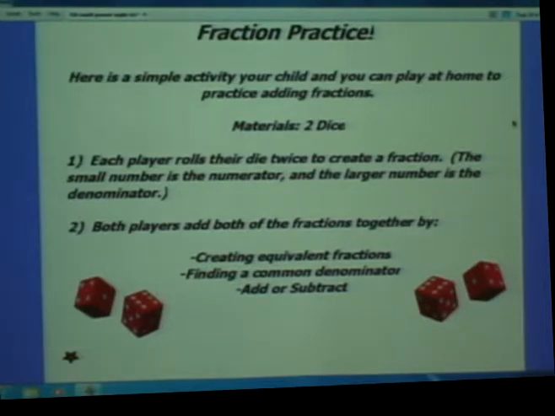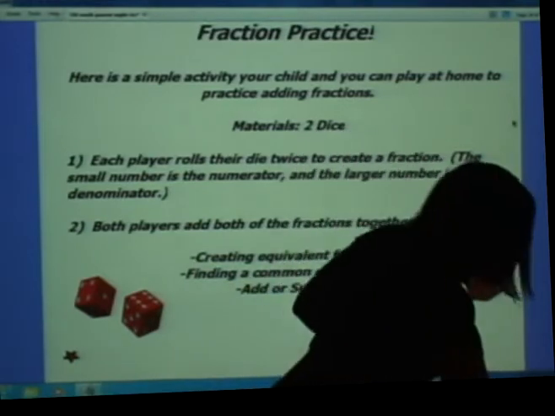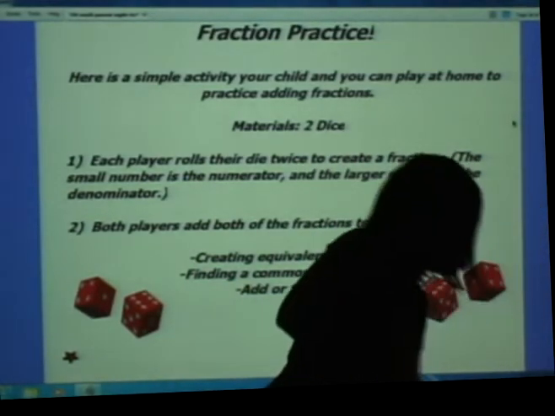You want me to go up here? We got it. Oh, good, I like that. All right. And we're going to roll here, and we'll let you know what our fractions are.